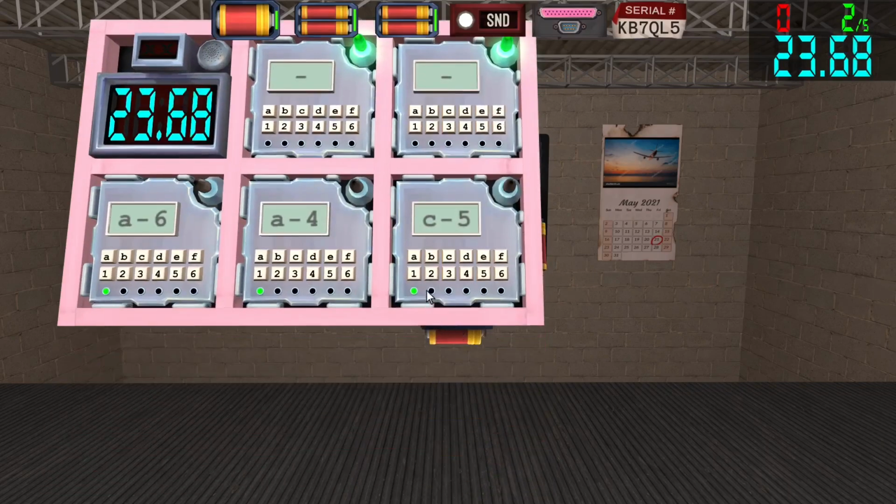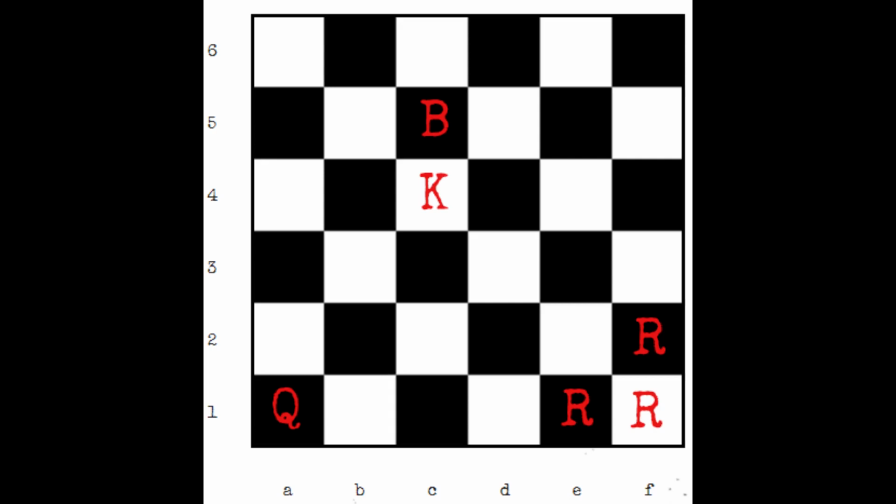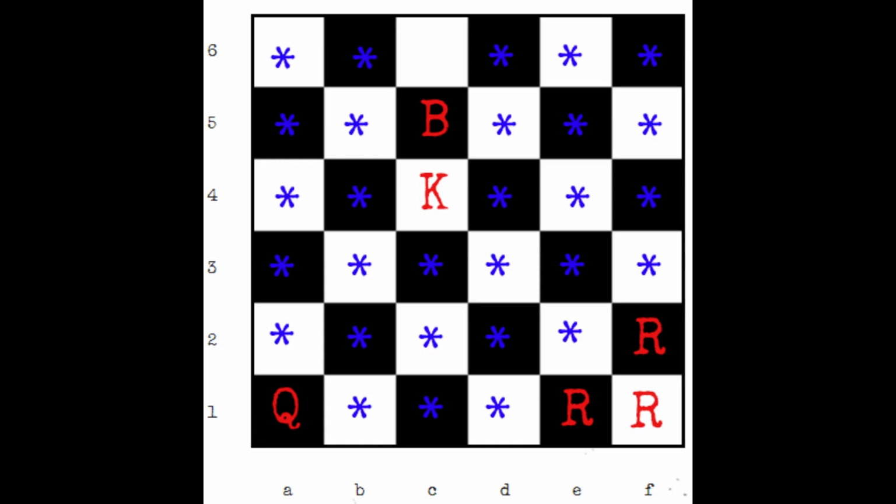The next set of pieces are C5, F1, C4, E1, F2, and A1. E1 is a rook, F2 is also a rook, C5 is a bishop, F1 is another rook, C4 is a king, and A1 is a queen. This leaves C6 open.